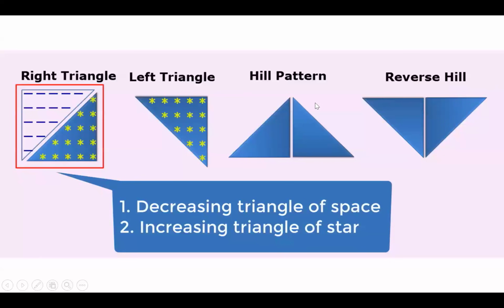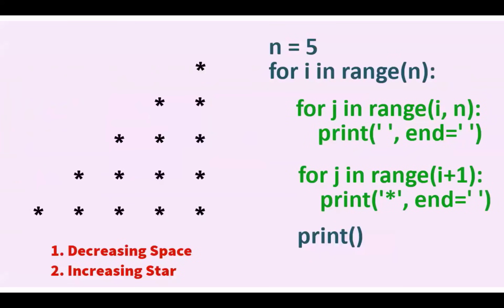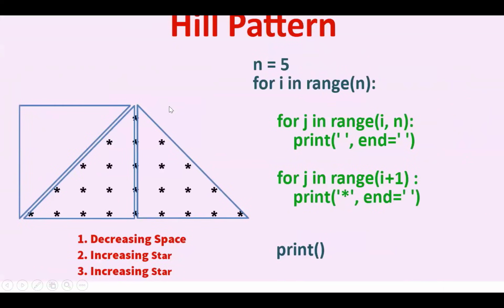Let's do the heel pattern, because if you do the reverse heel, it will automatically become that one, right? So we have this one. We understood this part. First, we included this one decreasing, and then the increasing triangle. For the heel one, how many triangles do we require for this one? Three.